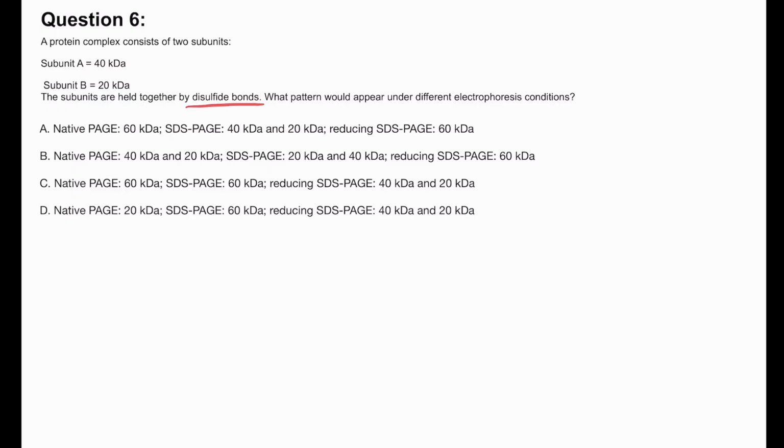Okay, before even looking at the answer choices, let's just think about the three methods presented in all of the answer choices. So we have a native PAGE, an SDS-PAGE, and a reducing SDS-PAGE. So let's just think about what these three methods are and what we'd expect the final pattern to be. Well, remember, a native PAGE doesn't manipulate structure. It keeps structure consistent in a peptide. And so the overall pattern we're expecting is the original structure.